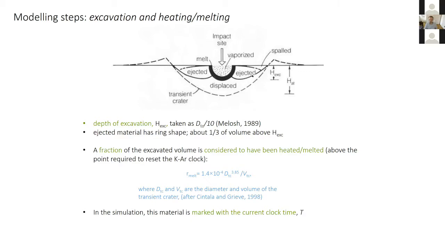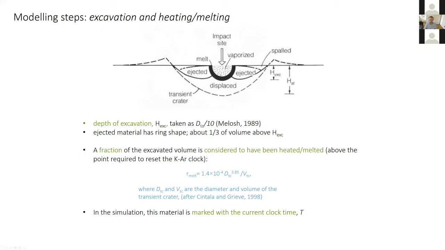What we're interested in particular is how much of this material is ejected. So the depth of excavation is calculated from Mellish. So that's about 1/10 of the transient crater diameter. And the ejected material has this torus shape and is about 1/3 of the volume above this 1/10 of diameter depth.